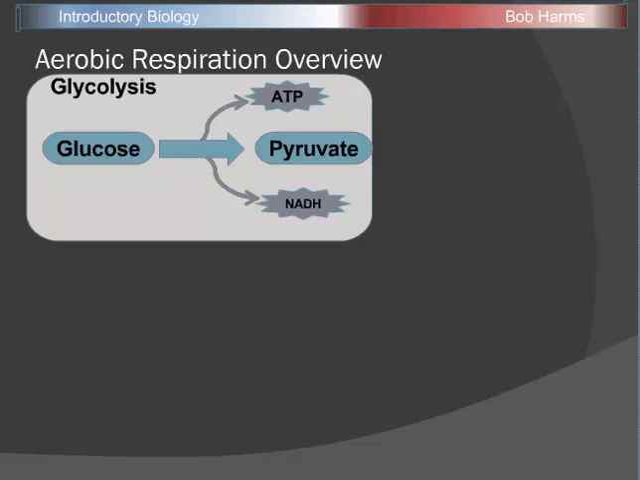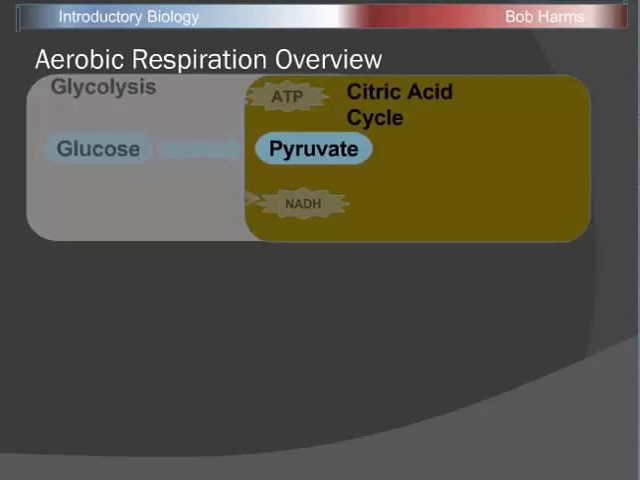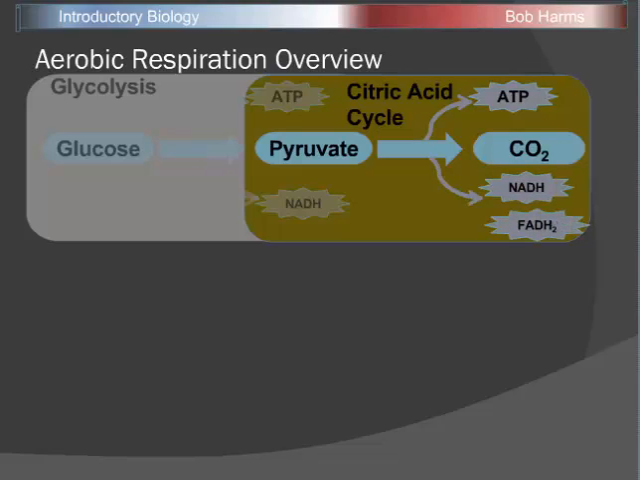That pyruvate then is going to enter the Krebs cycle, or the citric acid cycle. That pyruvate is going to be broken apart. Each carbon is broken off so that eventually all the carbons are going to be in the form of carbon dioxide, and we're going to lose that as our waste product. That's going to release a huge amount of energy, some of it in ATP form, but most of it in those coenzymes, the NADHs and now the FADH2s. And again, by the end of the citric acid cycle, our sugar that we started with is completely gone. It's all been converted into carbon dioxide.